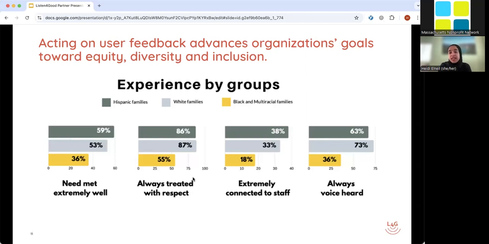When they resurveyed, they actually found that across the board, families of all race and ethnicities reported higher levels of satisfaction after implementing changes, but those changes were targeted at ensuring Black and multiracial families felt included, and it had a positive impact across the board.